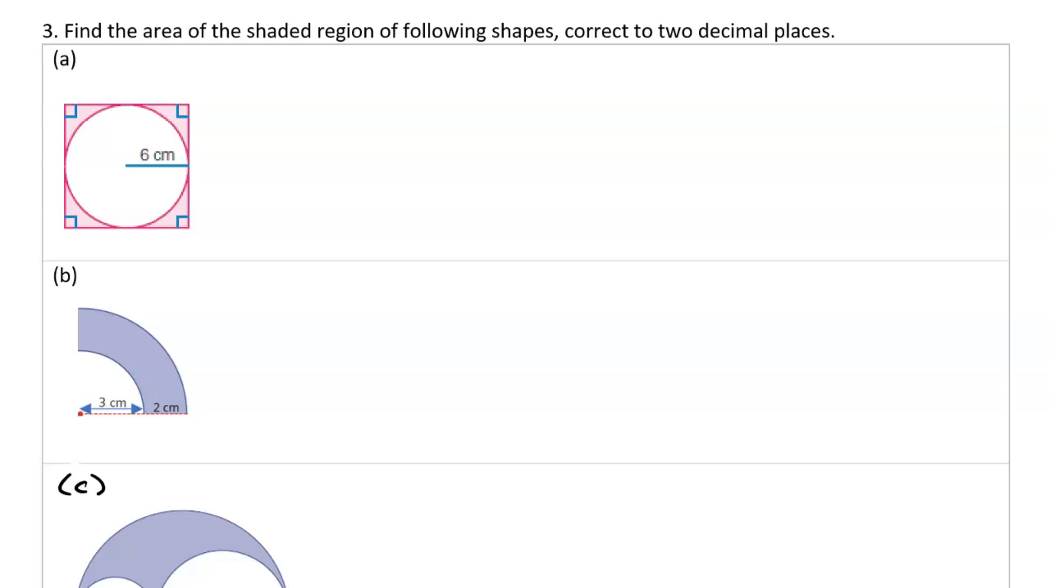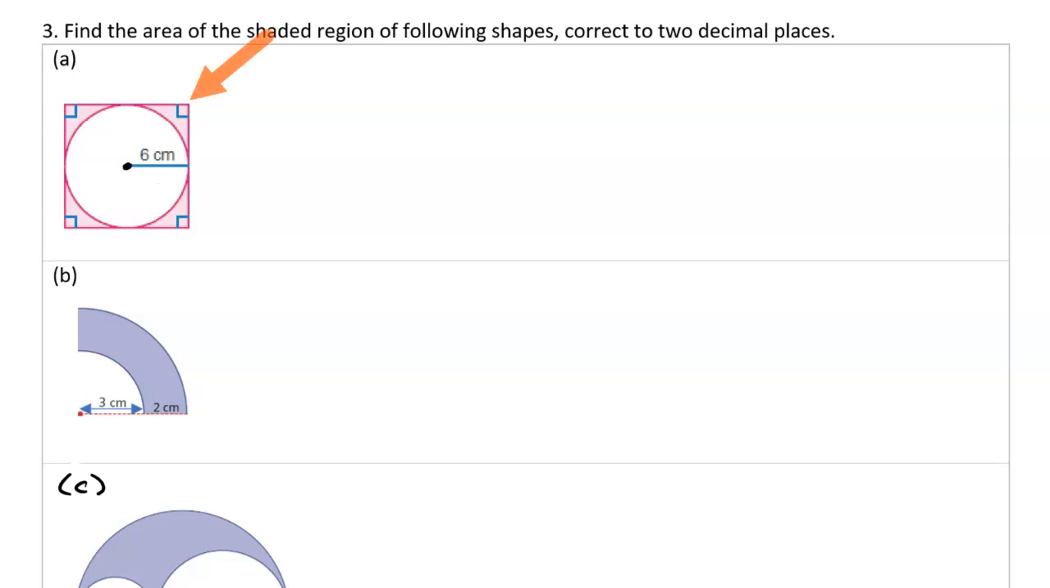So let's find the area of the shaded region in these shapes, and we're doing to 2 decimal places again. Okay, let's identify what we've got in this first shape here. I definitely see that we've got a circle that's been cut out because this region is not shaded at all. So no shading in this region. But what kind of shape is this?